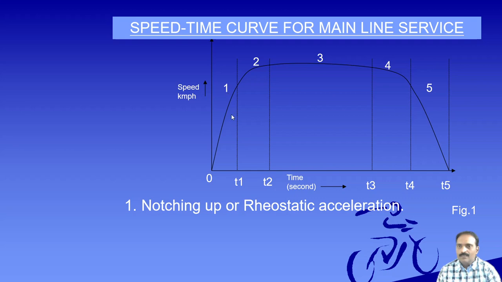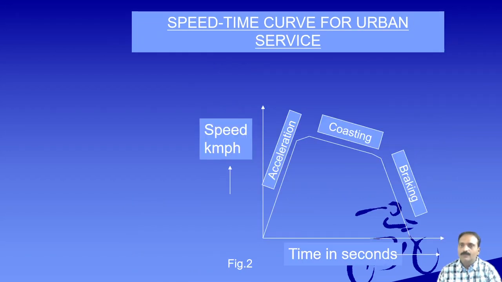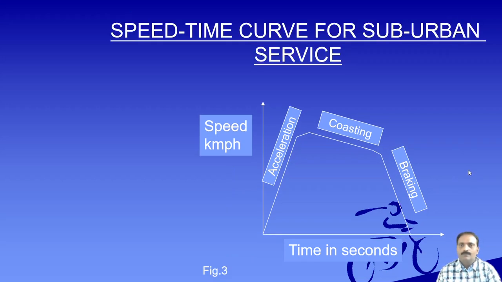So the first part is considered as notching up or rheostatic acceleration, because here the train accelerates, and the second part is acceleration on speed curve. Third one is free running time or free running curve. Fourth one is coasting or coasting retardation, and fifth one is braking. And when you consider urban or suburban services, here we have only acceleration, coasting and braking. Here we don't have the free running time. So here also we are going to have the same for suburban services, same as that of the urban services.